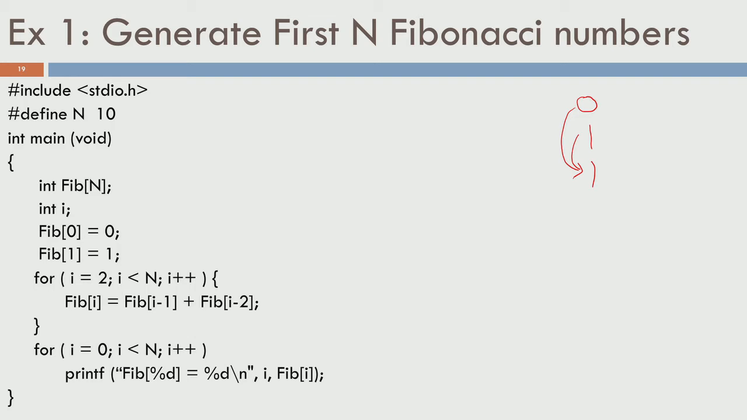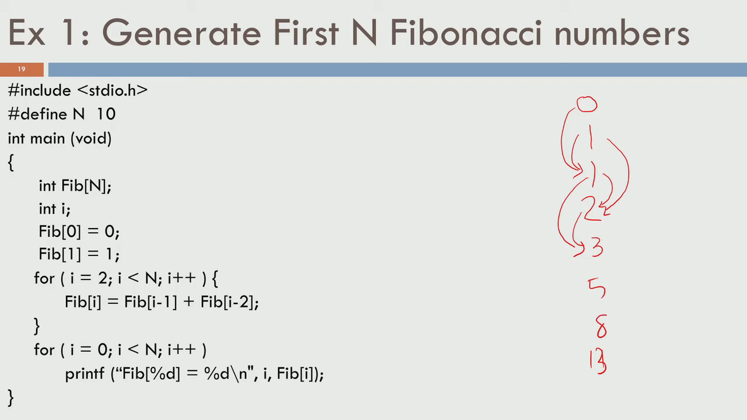So, 0 plus 1 is 1. Then for the next Fibonacci number, take the previous 2, add them, and the next number is 2. Then again you take the 2 previous ones, add them, it is 3, and so on. So, the Fibonacci numbers go in the sequence 0, 1, 1, 2, 3, 5, 8, 13, and so on. This is the Fibonacci sequence.